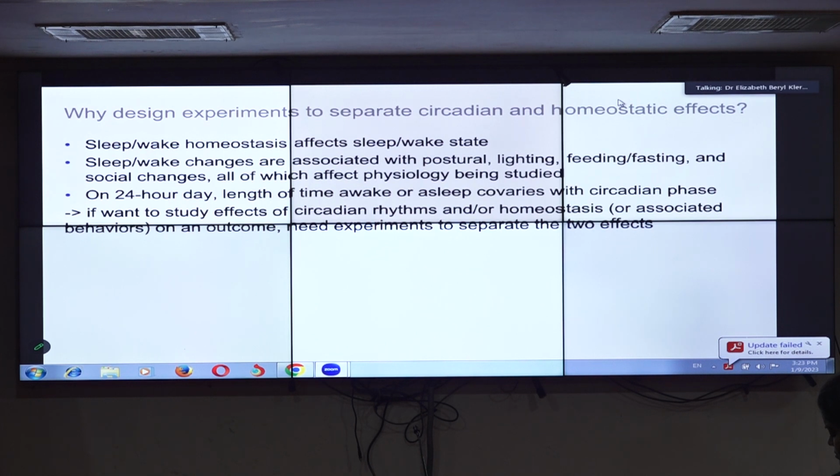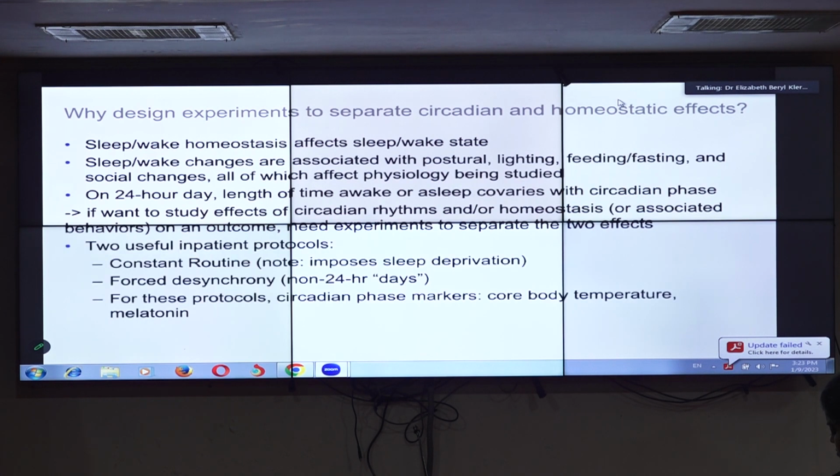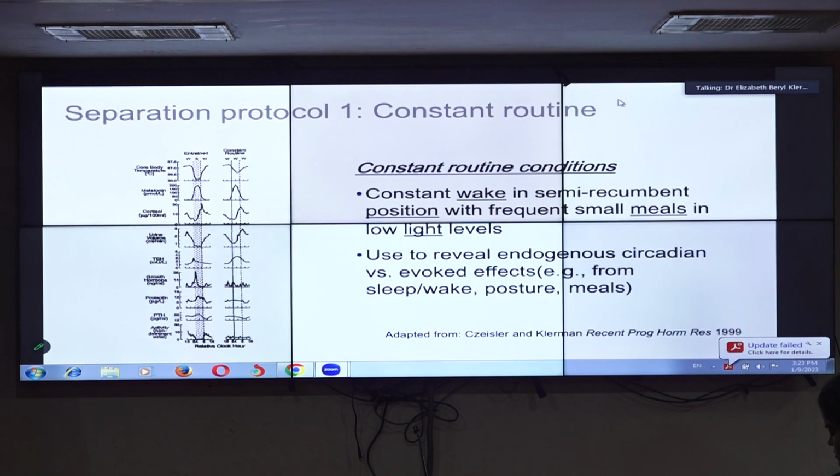If I were there and we had more time, I would have you design the next two protocols. It's great fun to think about how you would design a protocol to study the effects of circadian rhythms and sleep-wake homeostasis. However, I'm here and you're there, and we don't have a lot of time. So the two protocols I'm going to talk about are constant routine, which will include some sleep deprivation, and forced desynchrony protocols. For both of these, the circadian phase markers we're going to use will be core body temperature and melatonin. So let's talk about the constant routine.